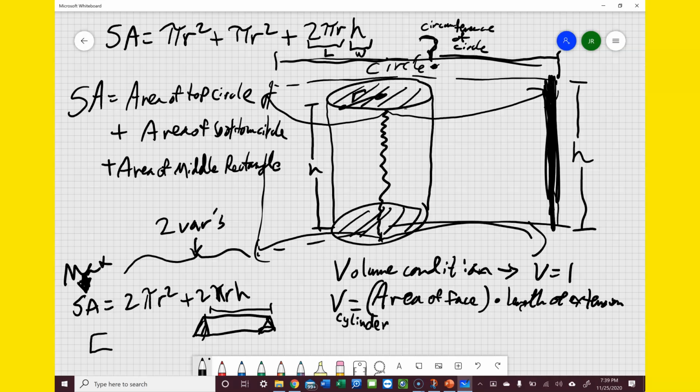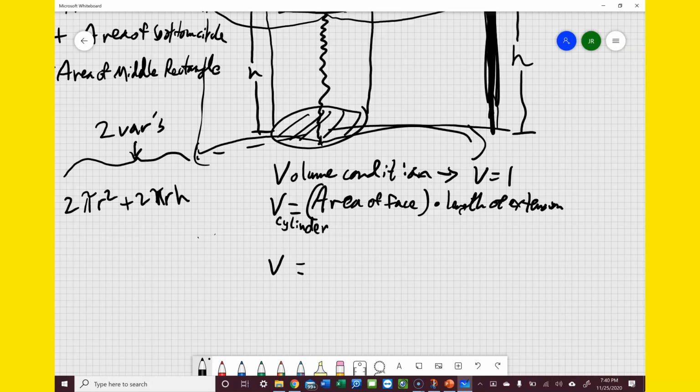If you had a rectangular prism where you had this thing, then it would be the area of the face of that prism times that extension. Well, what we have in a cylinder is the face is a circle. So the area of the face is the area of the circle, the top circle or the bottom circle, either one, which is pi r squared, times the length of that extension, which is the height of that cylinder. If you want to call it height or if you want to call it length, it doesn't matter. Since we've already called it height elsewhere, let's call it height here. And we have said that that volume needs to equal 1.